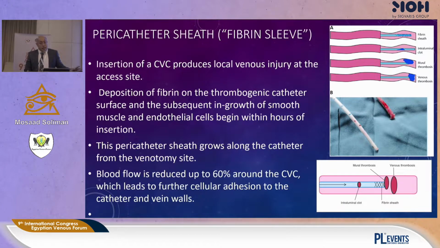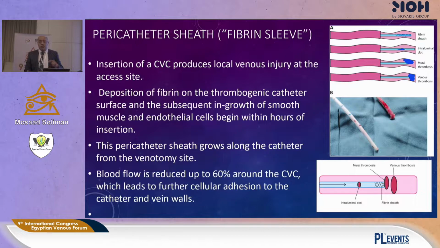How do we get the pericatheter sheath or the fibrin sleeve? At the time of introduction of the sheath at the injury site into the central vein, you will induce trauma, and this trauma will end up with activation of the endothelium. This will start a kind of fibrin ingrowth of the endothelium and smooth muscle cells that will form a fibrin sheath all the way down along the whole length of the catheter.